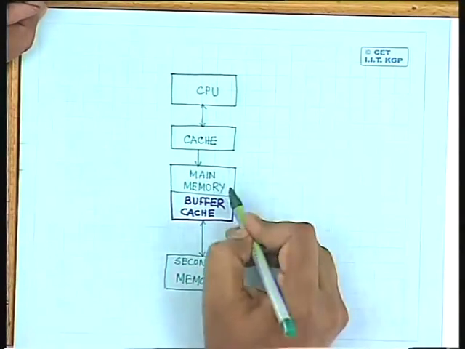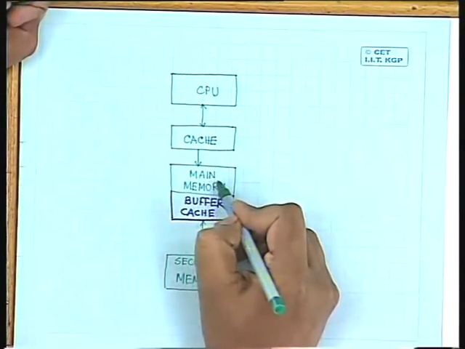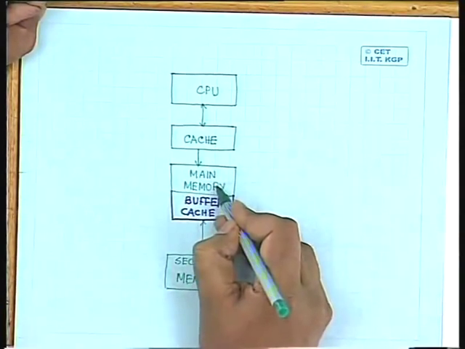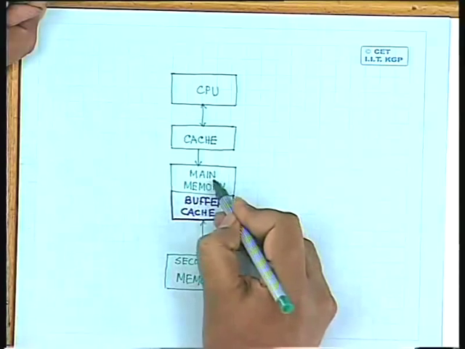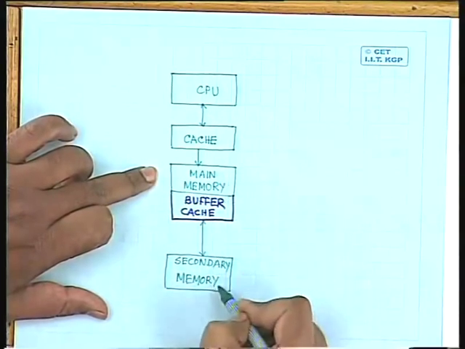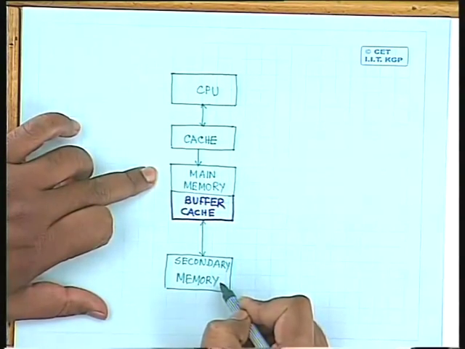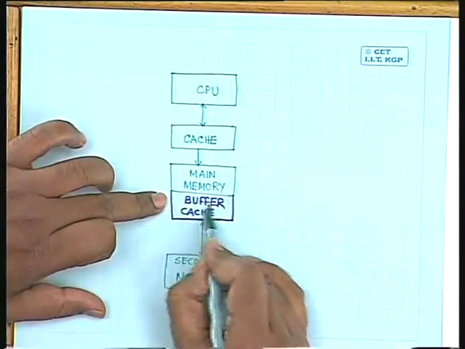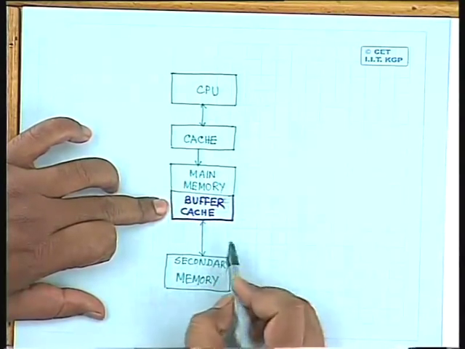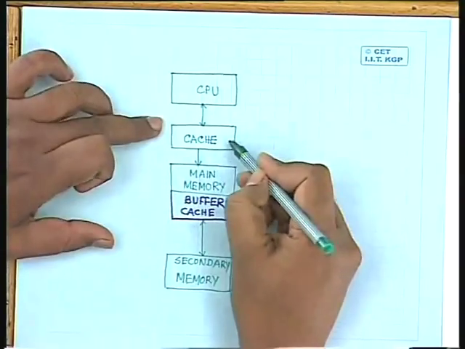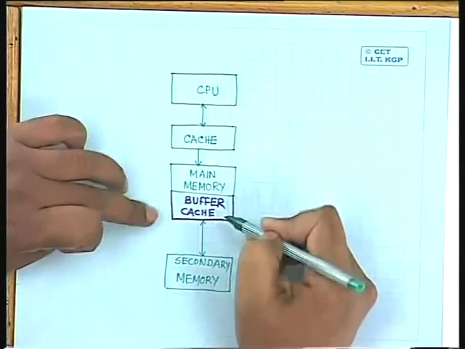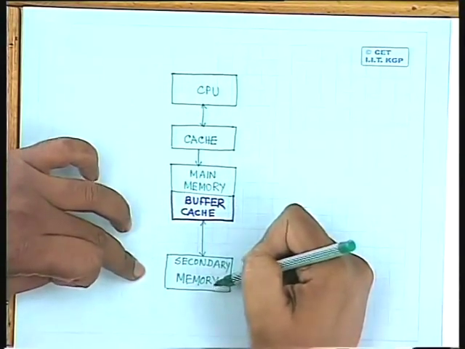So in case of a page fault, when the required data is not available in the main memory, I mean, not available in the user space in the main memory, then there will be a page fault. Following the page fault, I should go to secondary memory to get the data. Now, before going to the secondary memory, the operating system tries to find out whether that data is available in the buffer cache or not. If it is available in the buffer cache, then I don't have to read it from the secondary storage. From the buffer cache, it can be returned to main memory, subsequently to cache memory, and subsequently to the CPU. In case the required data is not available in the buffer cache either, then only we have to physically read it from the secondary storage.